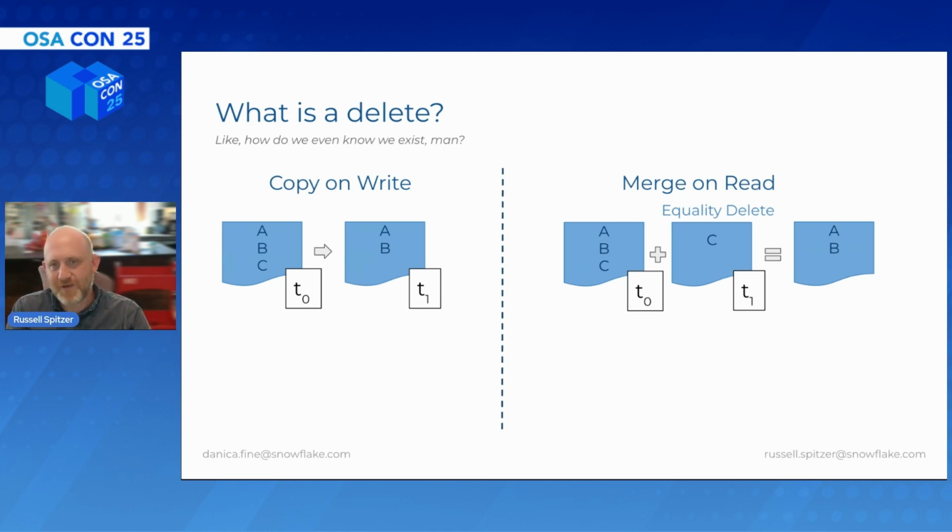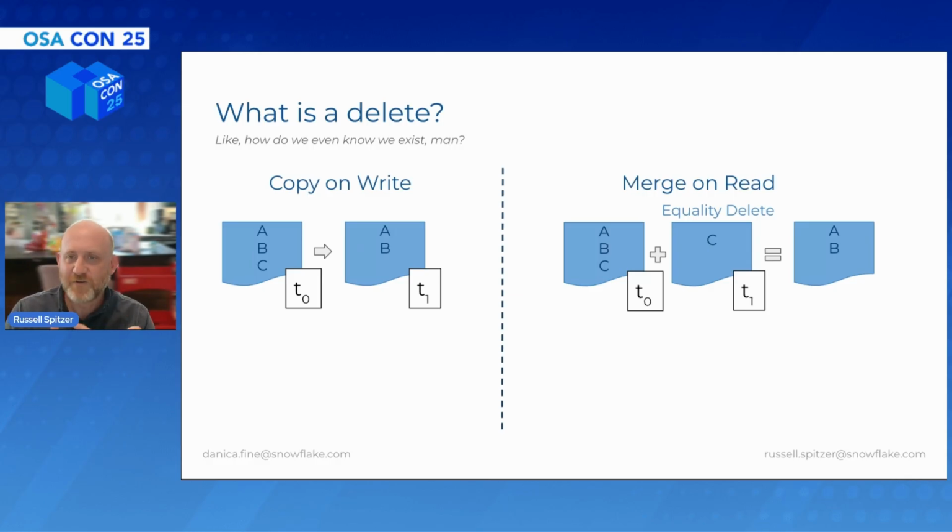I read the data file that has A, B, and C, and then I read an equality delete file which says don't pay attention to any records that have C in them. Together, I merge this information in memory and can return rows A and B. So you'll notice this is way more efficient in terms of actually marking something for delete than our previous version, because all I have to do is write down the rows I'm removing in a new file. I don't have to copy any of the rows that have not been changed.